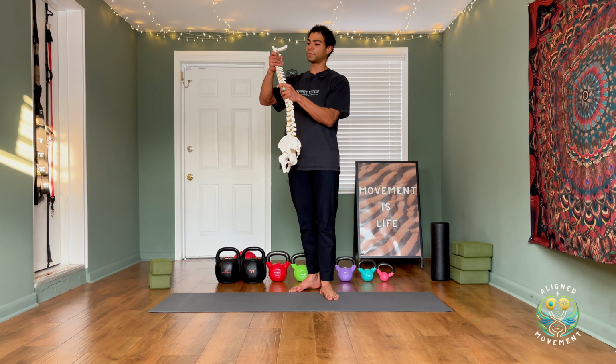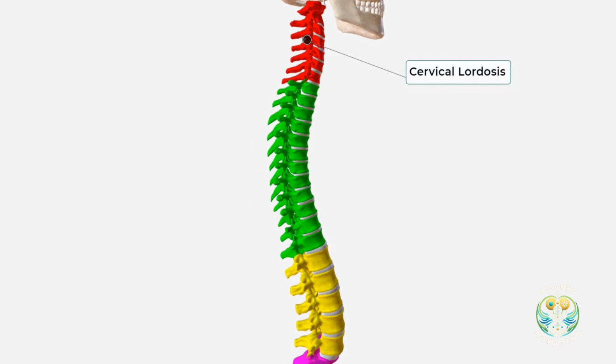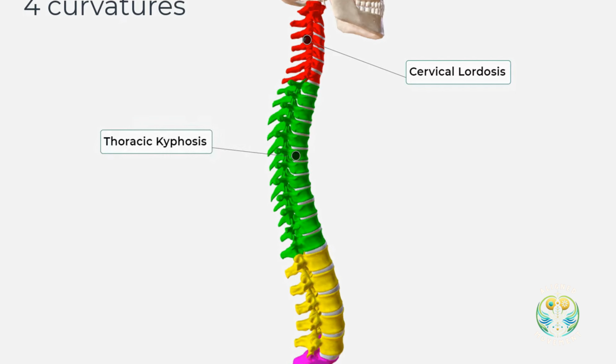So with your cervical spine, you're naturally born with a lordotic curve or a secondary curve. With your thoracic spine, you're born with a kyphotic curve or a primary curve, and the lumbar spine mimics the cervical spine. The lumbar spine is also a lordotic curve or a secondary curve.